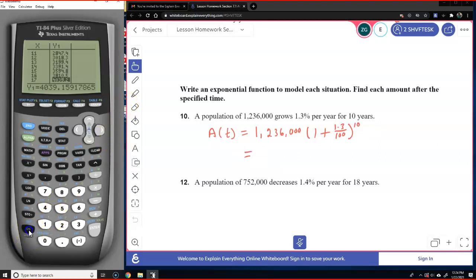So I'm going to go ahead and type that into the calculator. I'm going to exit out of here. So I have 1,236,000 parentheses 1 plus 1.3 divided by 100. And this is all raised to the 10th power. So I have, after 10 years, I have a population of 1,406,413. That would be the population after 10 years.